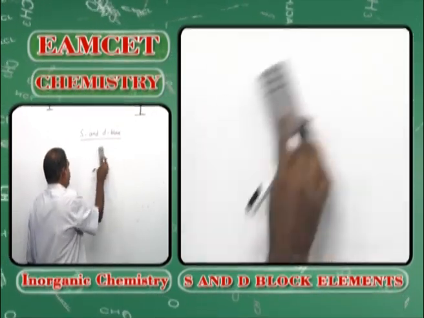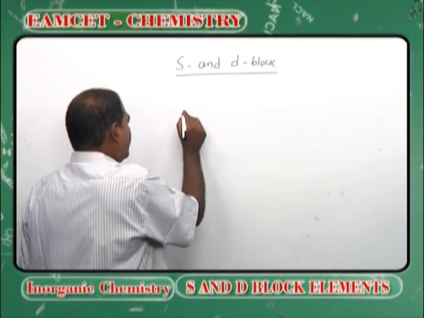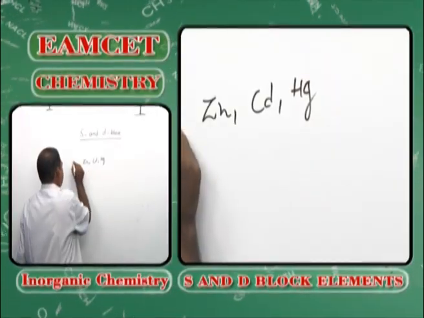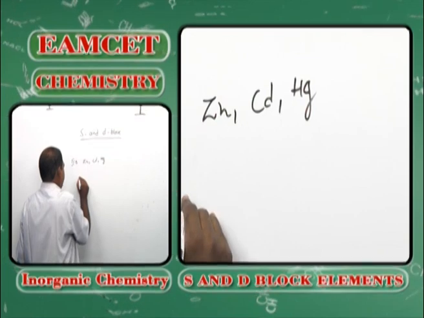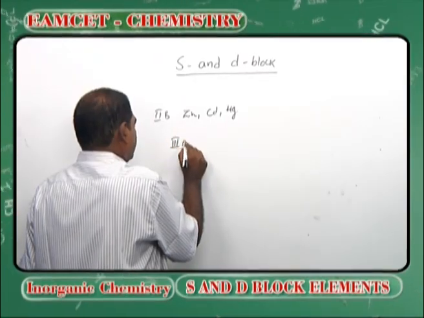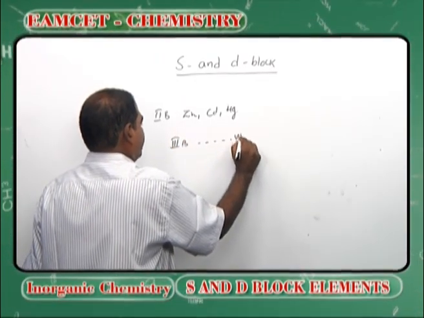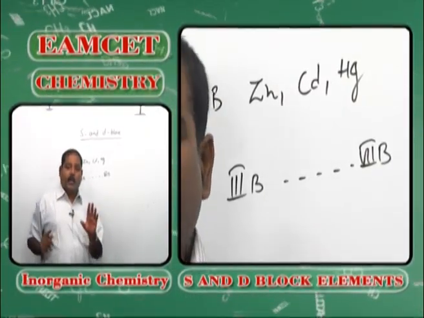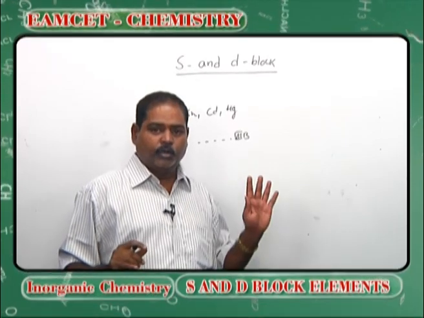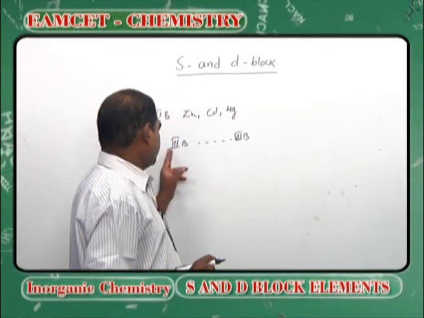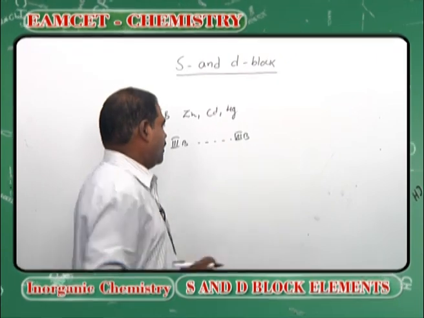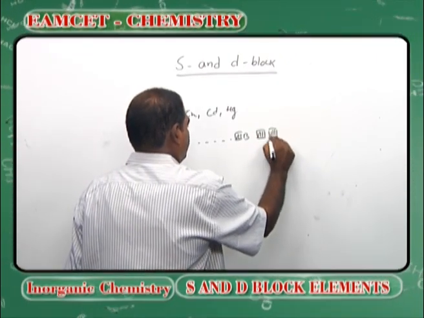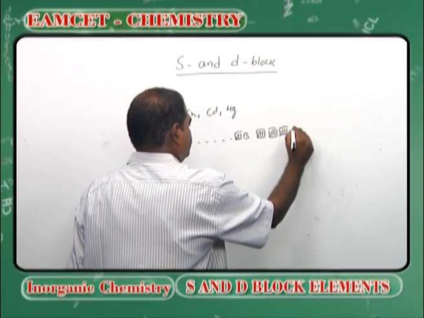So, you might as well get a doubt. Why are these zinc, cadmium, mercury? What are they? 2B. D block starts with 3B, 4B, 5B, 6B, 7B. I always use the Roman numbering only. The IUPAC numbering doesn't do us any good. The IUPAC numbers 3, 4, 5, 6, 7, 8, 9, 10. I am not very much interested in that. 3 to 8 groups, then 1B, 2B.